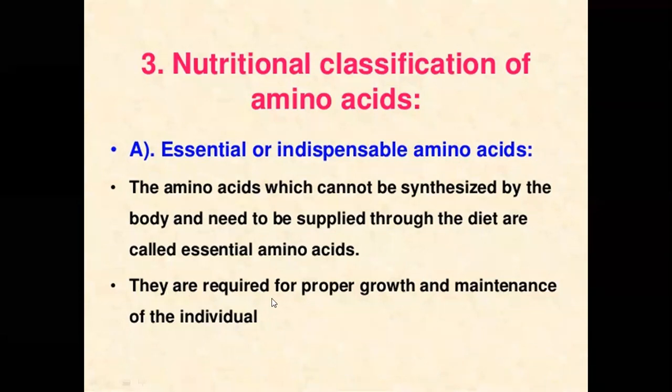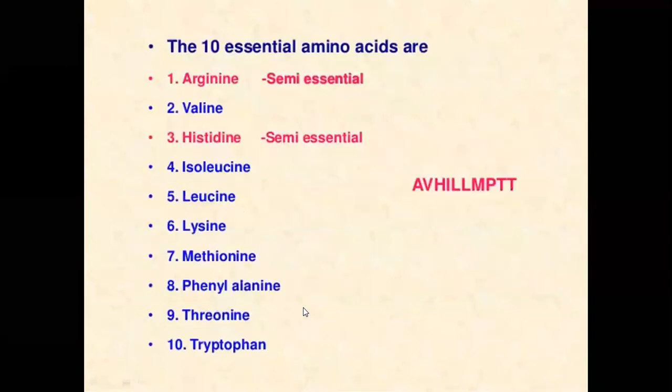They are required for proper growth and maintenance of the individual. ठीक है, so these amino acids are required for normal growth and maintenance of the individual. ठीक है, यानी इनकी जरूरत होती है. So these are the examples, the 10 essential amino acids. ठीक है, यहाँ पे 10 essential amino acids के नाम दिए हैं, 1 2 3 4 5 6 7 8 9 10.